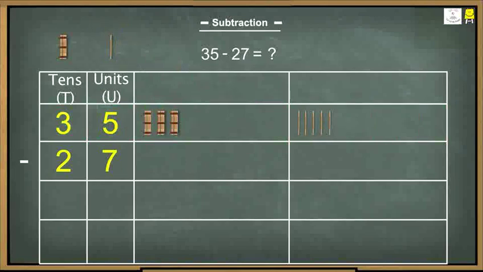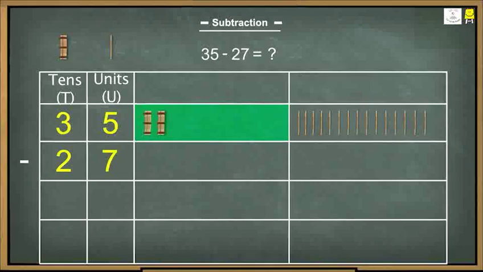First, we need to subtract the units. That is, we need to subtract 7 units from 5 units. Can we do that? No, we can't do that, and that is why we need to borrow units from the tens column. So, let us borrow 1 ten from the tens column and show it in the units column as 10 units. Why? Because 1 ten is the same as 10 units.